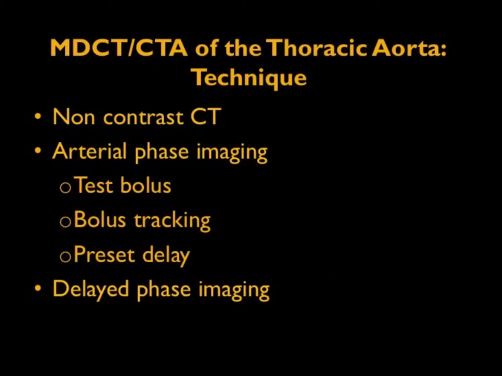Well, let's talk about how to do the study. What about non-contrast CTs? And then how do we acquire the vascular component of the exam? And what, if any, is the role of delayed phase imaging? Well, if you're looking for coronaries only, we typically do non-contrast to get a calcium score. If you're looking for dissection, you typically do non-contrast because you're worried about an intramural hematoma.